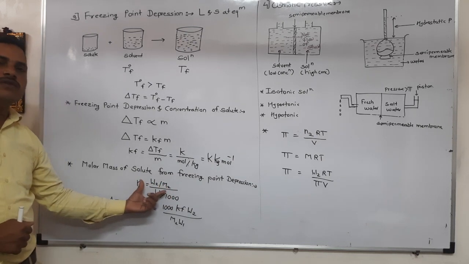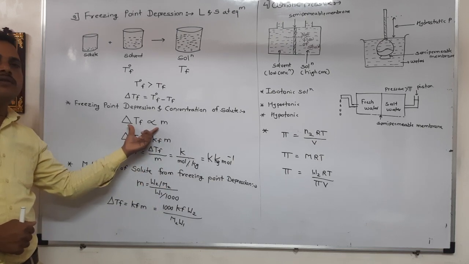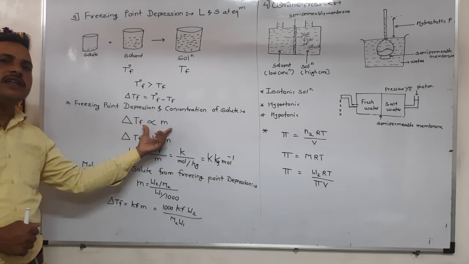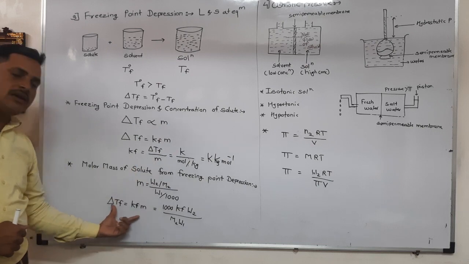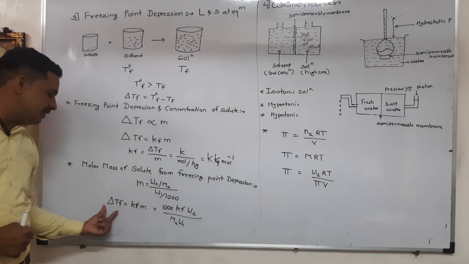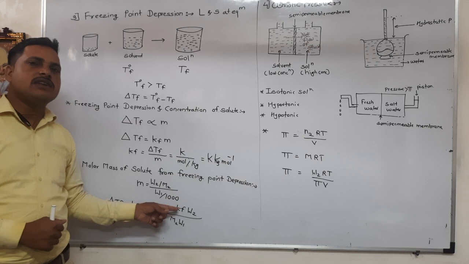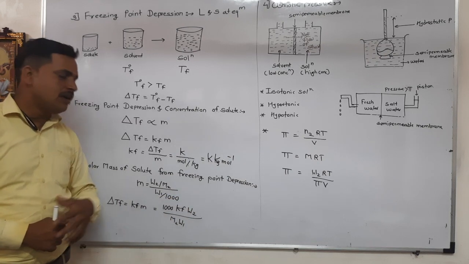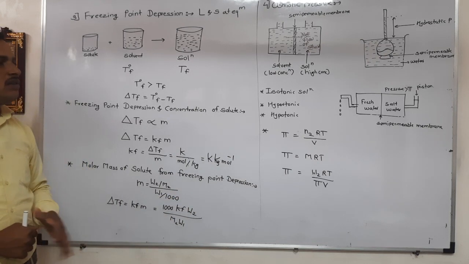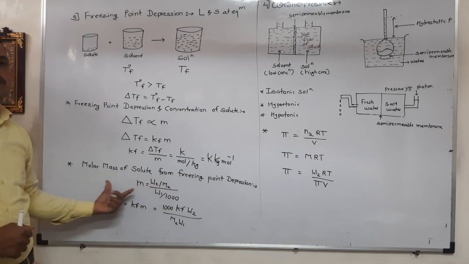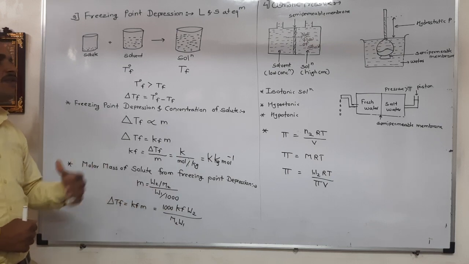These molality values are put in the equation. First, delta Tf is directly proportional to m, which can be written as delta Tf is equal to 1000 Kf W2 upon M2 into W1. The molar mass and the depression constant are related by this equation.